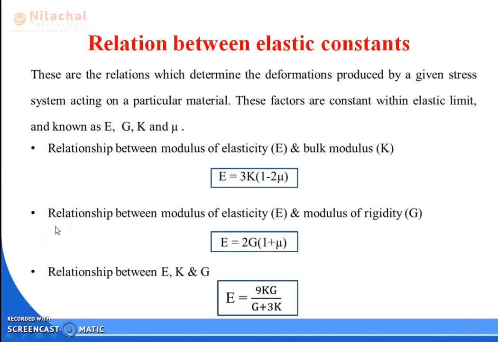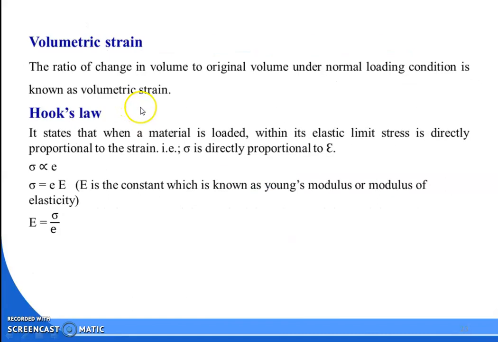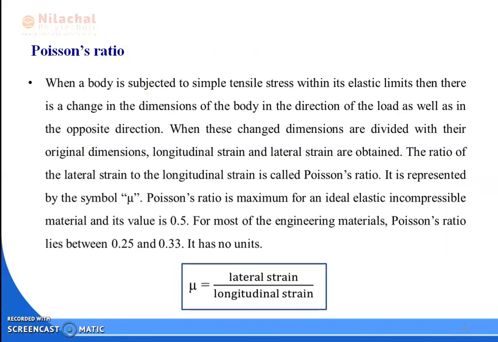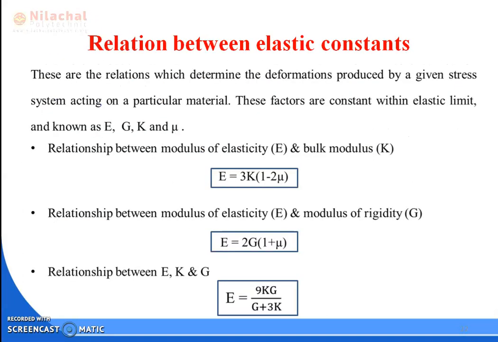Okay, so now comes the relationship between elastic constants. We have 4 kinds of elastic constants. One is your modulus of elasticity, then modulus of rigidity, then bulk modulus, and another is Poisson's ratio, which is denoted as mu. So the 3 moduli and the Poisson's ratio, they establish a relationship between them. Okay, so what are these?